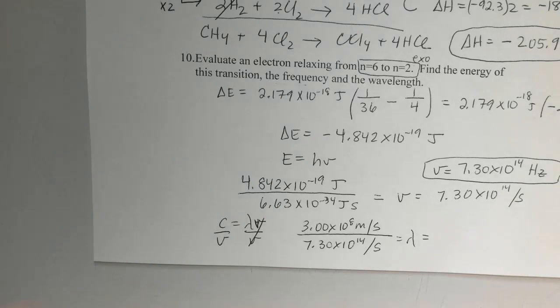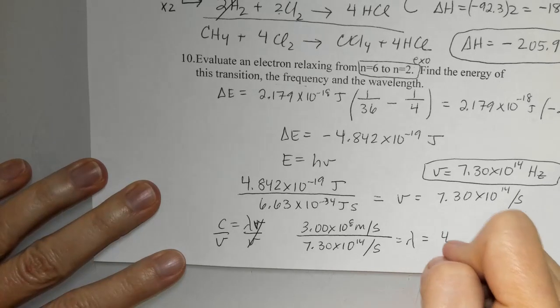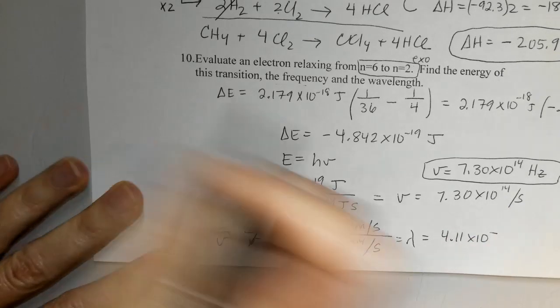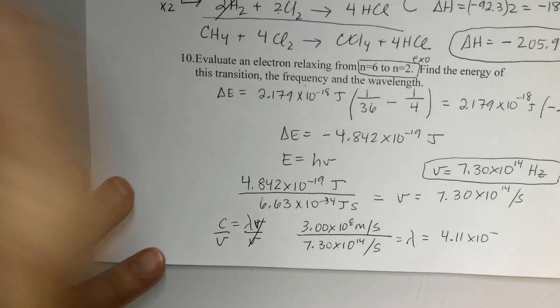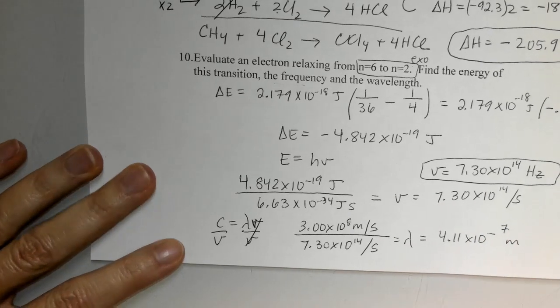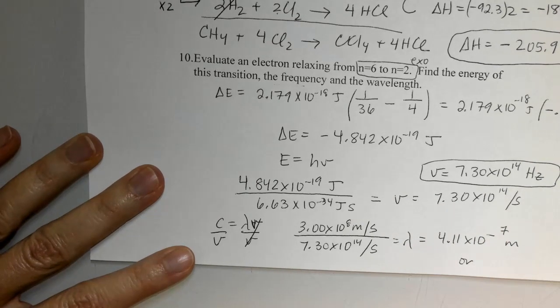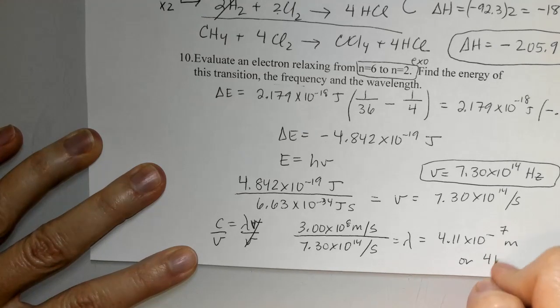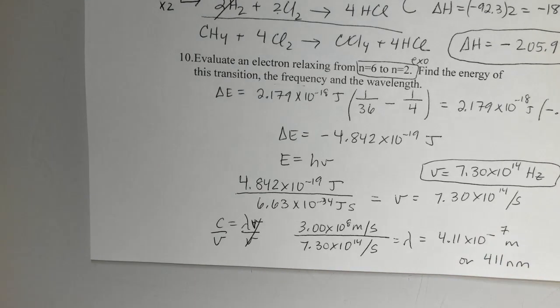So I get here 4.11 times 10 to the negative 7 meters. Or if I multiply that by 10 to the 9, that would be 411 nanometers. So that would be in the visible spectrum.